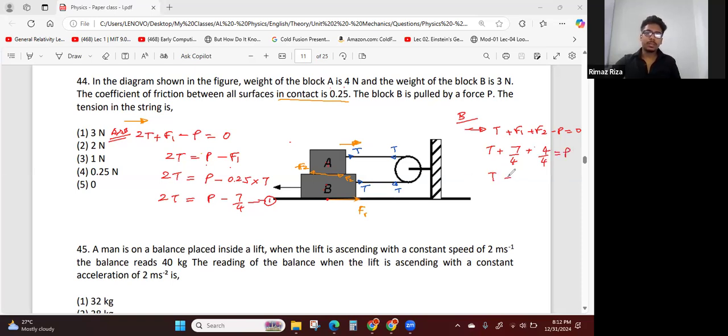So T plus 11/4 equals P. I can substitute that here. So therefore, 2T is equal to P, which is T plus 11/4, minus 7/4. So this T and one of the T cancel. Therefore, T equals 11 minus 7, which is 4. 4 divided by 4 equals 1 Newton. So therefore, the answer is 1 Newton.